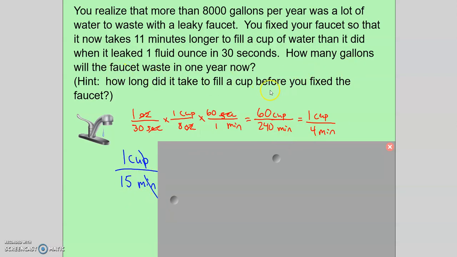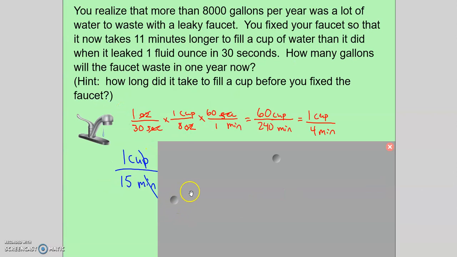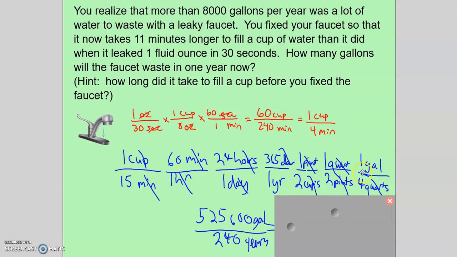And now I still want to change this to gallons in a year, so I'm going to basically use these same conversion factors. I'm going to change minutes to hours, hours to days, then days to year. I then also need to change cups to pints, pints to quarts, and quarts to gallons. Then you can see on the top there, multiply all those, and on the bottom multiply all those. When you divide, now we're down to 2,190 gallons per year.